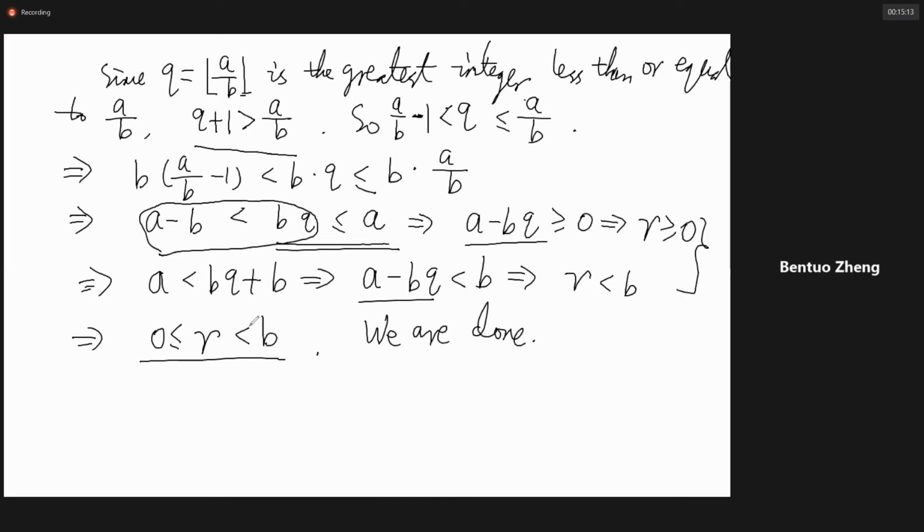So you can see this is one of the most important theorems, the remainder theorem. So the remainder is strictly less than B, greater than or equal to 0. Do you have any questions about the proof?